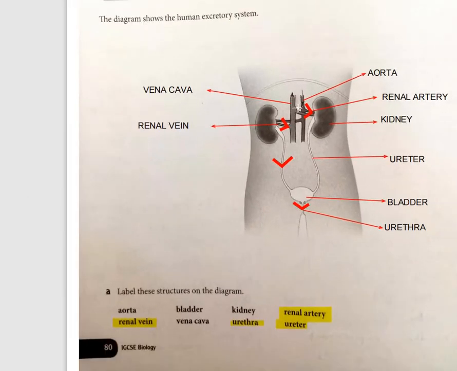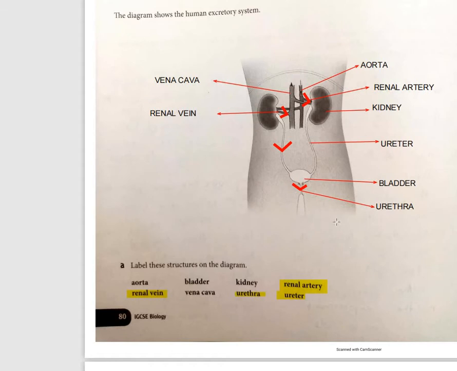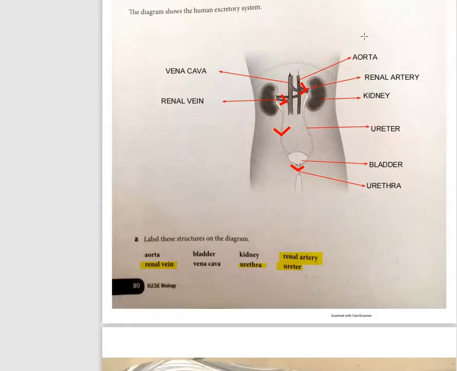And then this is the vena cava that transports deoxygenated blood. The renal vein joins the vena cava, and the vena cava goes back to the heart. The urethra is the tube from the bladder to the outer part of the body, and the ureter is where the waste product, the urea, is transported from the kidney to the bladder via this tube called the ureter.